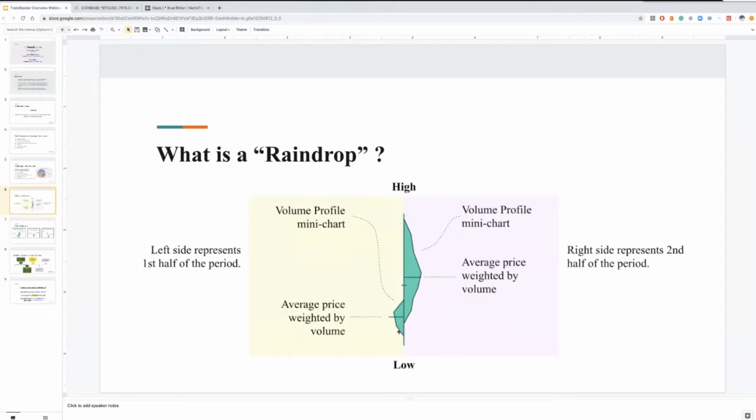Now, each side has the volume profile painted on it. So you can see, with this being the top of the range and this being the bottom, that there was a volume profile area near the bottom of the range for the first half of the period. And then during the second half of the period, you can see how that volume moved up the range and actually created new highs. And we know that because there's no volume profile on the left. We know that all that volume came in during the second half of the period and buyers were in control. So a raindrop is really there to show where that volume is flowing throughout the particular time period that you're looking at.